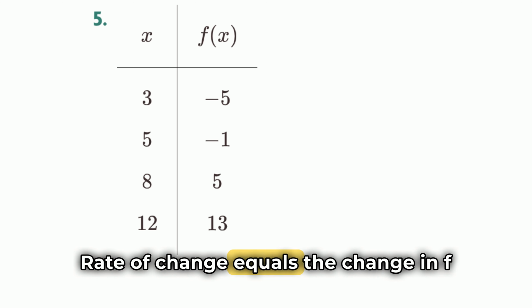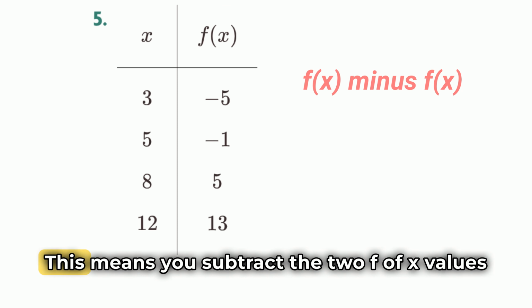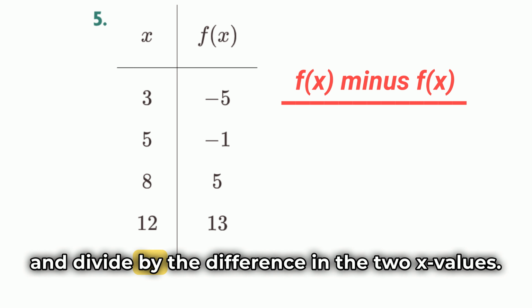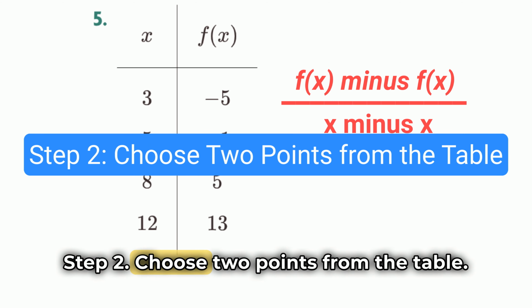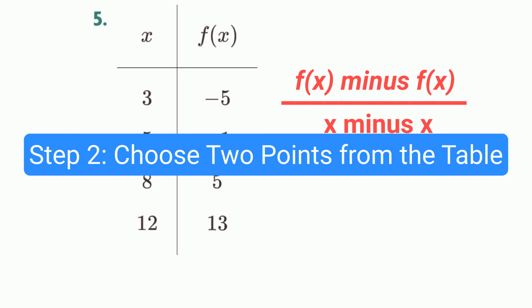Rate of change equals the change in f of x over the change in x. This means you subtract the two f of x values and divide by the difference in the two x values. Step 2. Choose 2 points from the table. Let's choose 2 points from the table to calculate the rate of change.